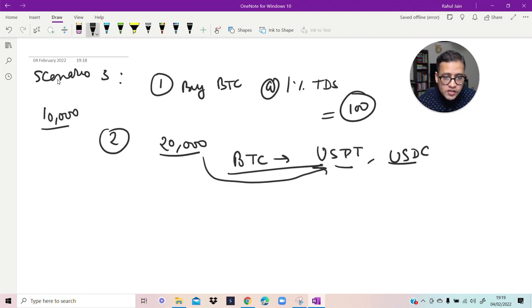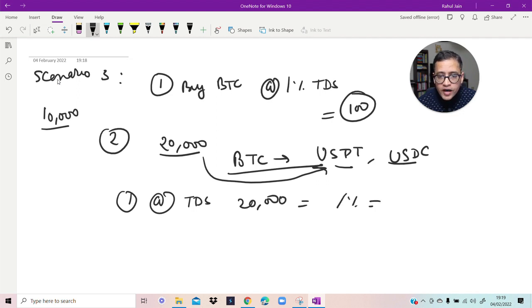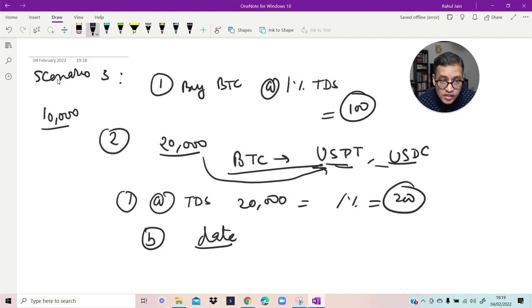Now there are a few complications here, right? Number one, first of all, when he does it, he will have to pay TDS on 20,000 rupees again because he's making another transaction. So 1% of that will be 200 rupees if he's buying either USDT or USDC. The second point is the date on which he is doing this BTC to USDT or USDC transaction. If the Bitcoin he's realizing is 20,000 rupees as such, his income here now is 10,000.